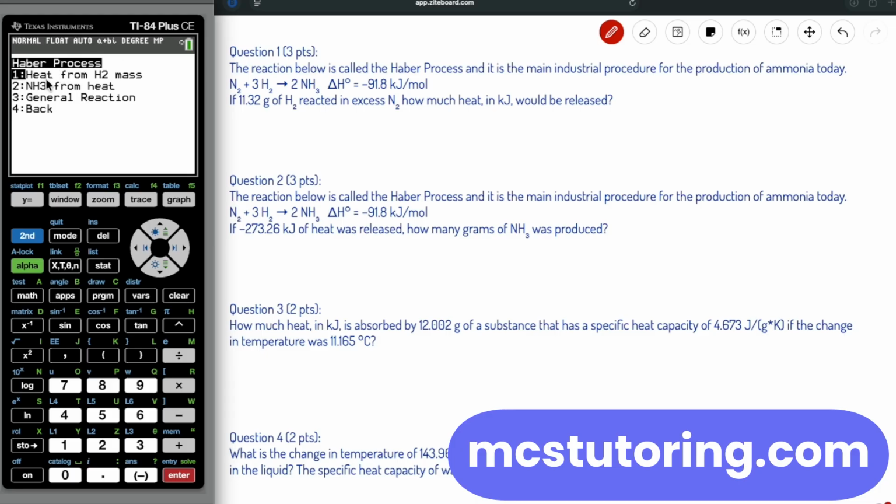Haber process, heat from H2 mass. That's what we want for the first one. So it shows you what's going on here. The DH means delta H, I believe. Heat from H2 mass is how many grams?